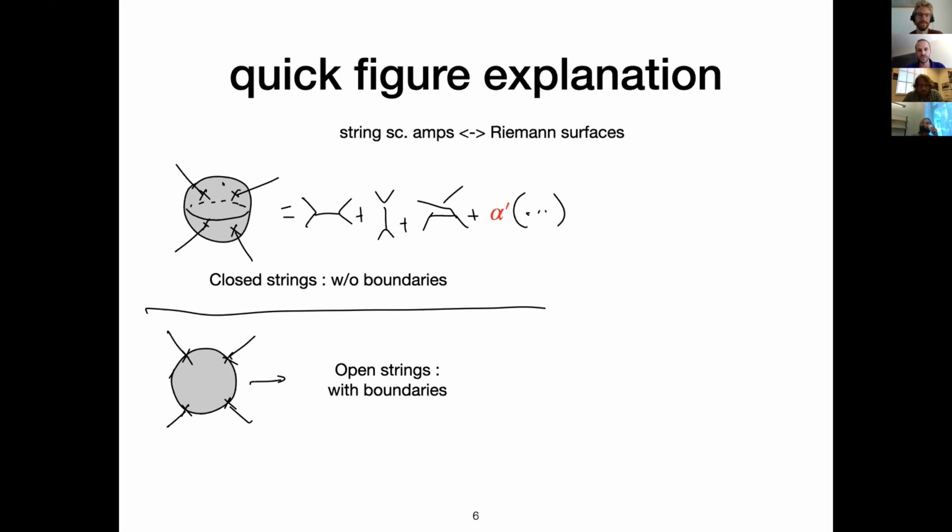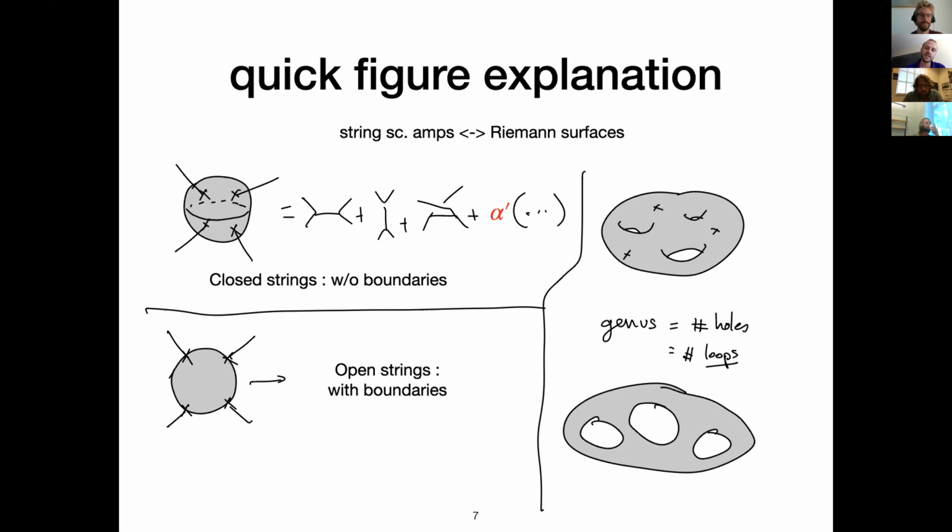Right, so that's one thing. Also, I say Riemann surfaces. When it's closed string, it's Riemann surfaces without boundaries, and when it's open string, it's sort of disks like that. The figures look like one another, but hopefully there shouldn't be confusion. And finally, the loop expansion in string theory is done by the genus. The number of holes is the genus, and it's the number of loops of the corresponding graph. So that's one thing.